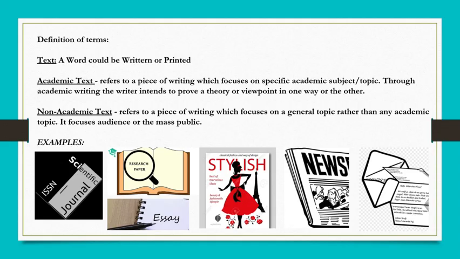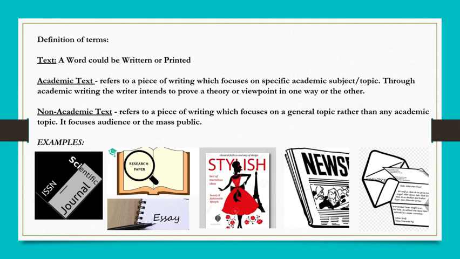And we also do have non-academic text, which refers to a piece of writing which focuses on a general topic rather than any academic topic. It also focuses on the audience or the mass public. It means that in non-academic text, we have random audiences or a huge number of audiences or readers. And examples of non-academic texts are blog posts, fiction books, letters, journals, and diaries.